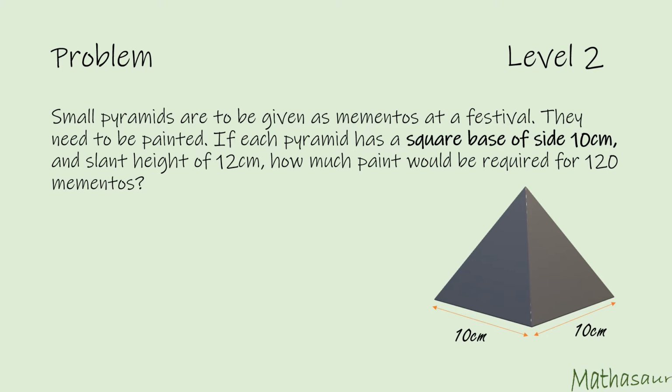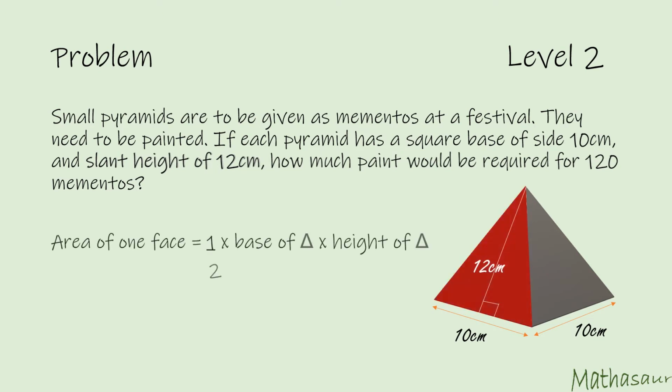Let us draw the diagram. We are given a square base of side 10 cm and a slant height of 12 cm. Now area of one face would be equal to half times base of this triangle multiplied by height of this triangle. Now the height of this triangle is equal to slant height of the pyramid. Let us substitute the values and simplify. So area of one face comes as 60 square centimeters.